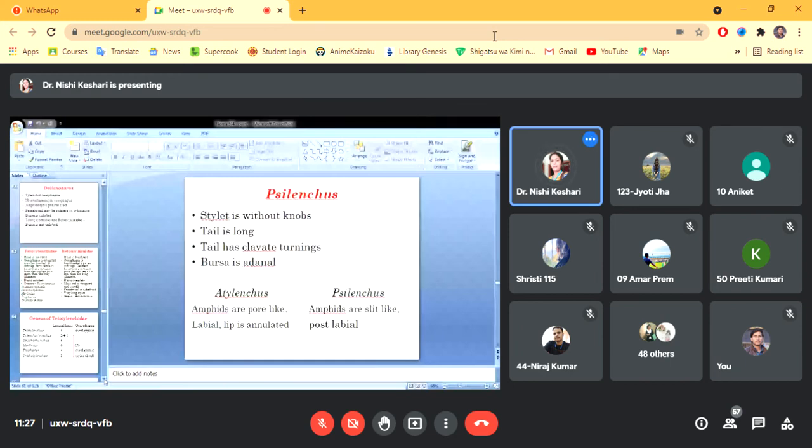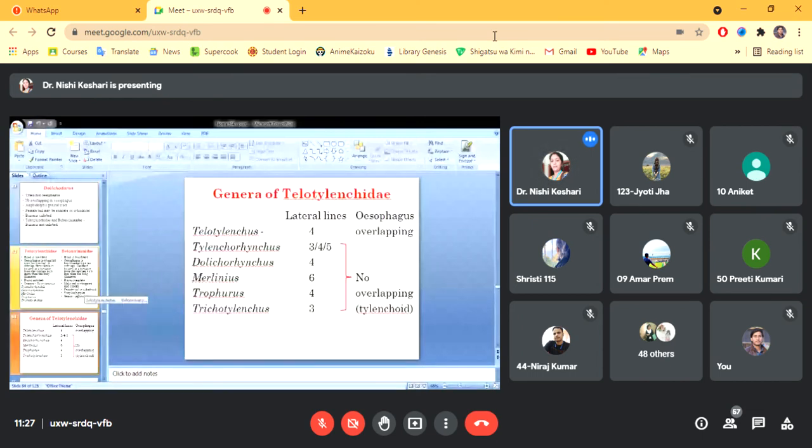Now the family Telotylenchidae. They have Telotylenchus, Tylenchorhynchus. Tylenchorhynchus is a very important nematode. Then Dolichorhynchus, Merlinius, Trophurus, and Trichotylenchus. So they have different structures. On the basis of this, they are divided into different genera, like they have different lateral lines. The lateral lines may be the same, but they may have different esophageal overlapping.